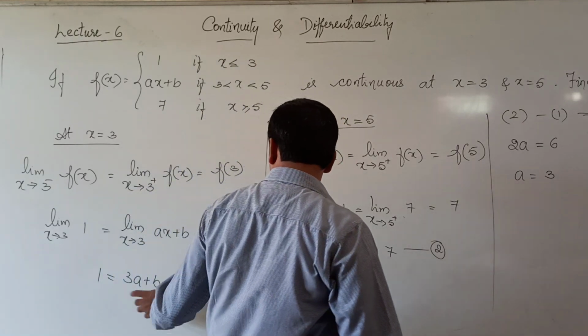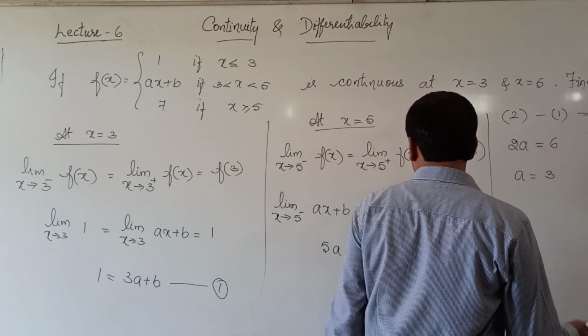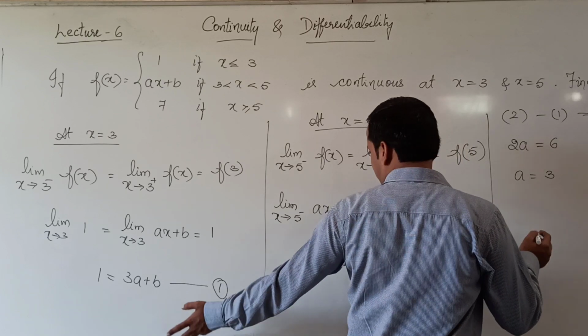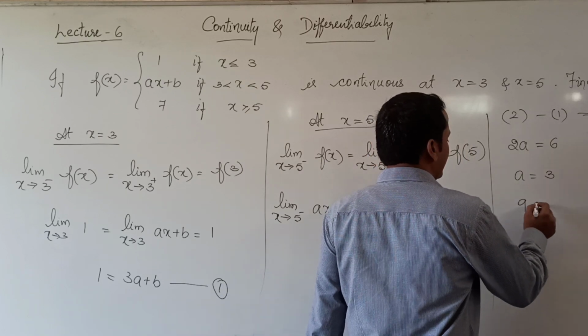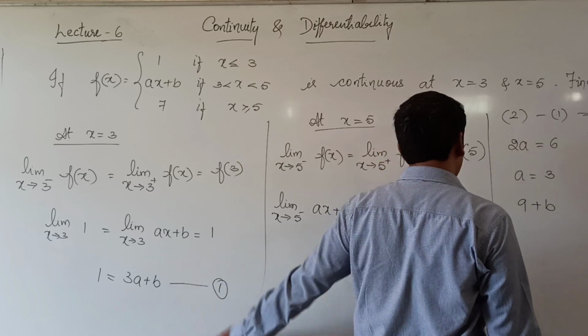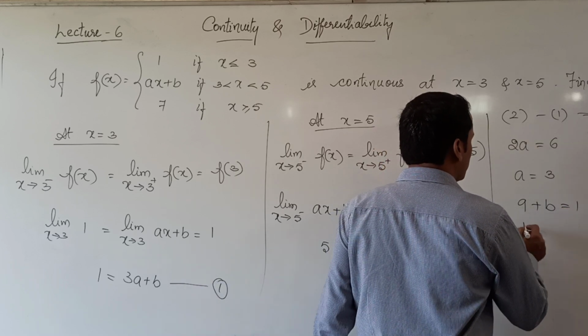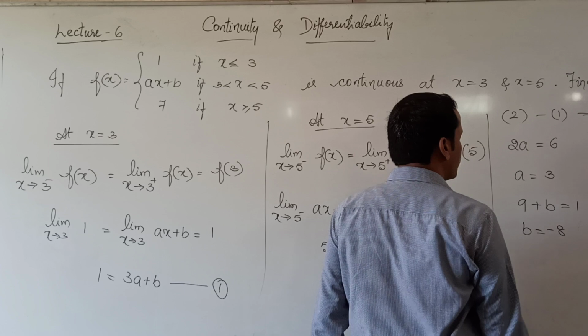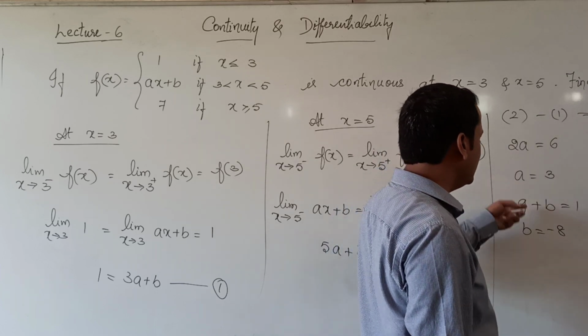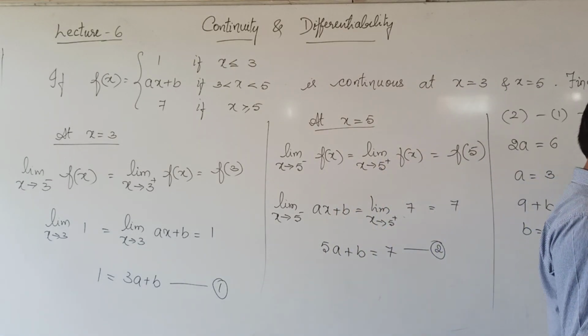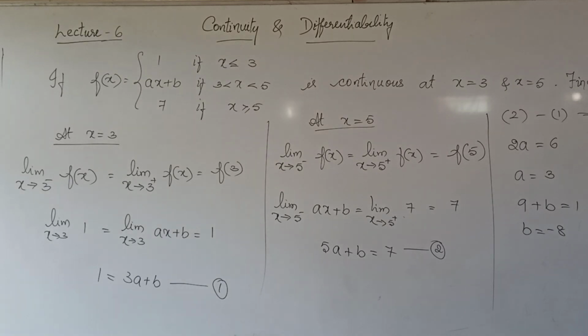When a is equal to 3, substitute here. In the first equation I will substitute, 3a plus b is equal to 1. That will give you 9 plus b equal to 1. So b is equal to minus 8. A is equal to 3, b is equal to minus 8.